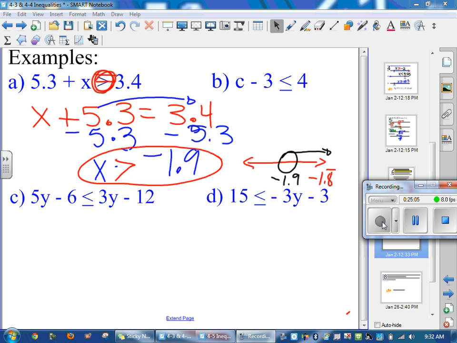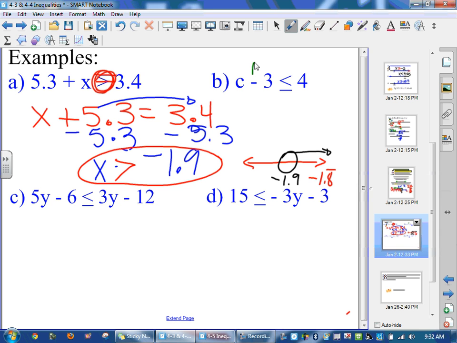I have to do inverse operations. What is the opposite of subtracting 3? Adding 3. Good. So I'm going to add 3 to both sides. That makes my 0 pair on the left. So now it poof disappears. I have C less than or equal to 7. Can I draw that graph? Yes, I can. All right, let's draw that graph.